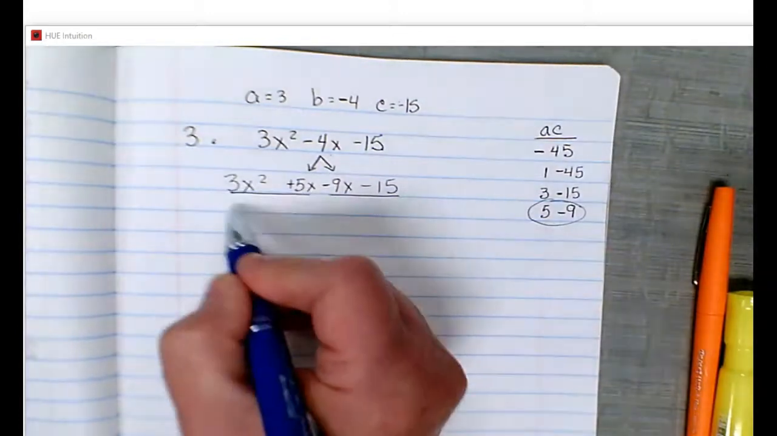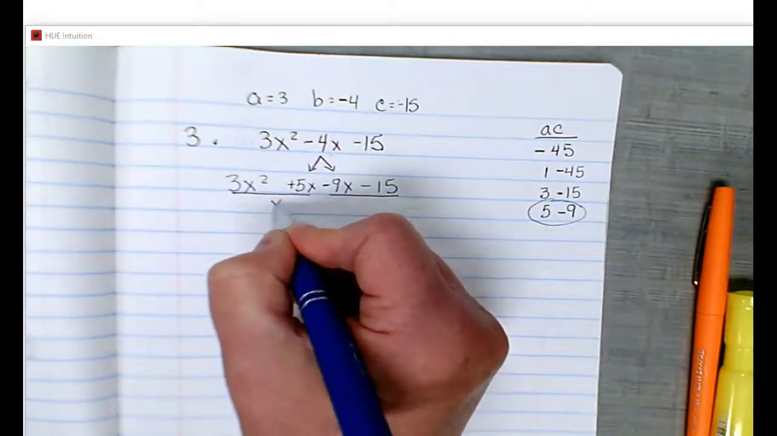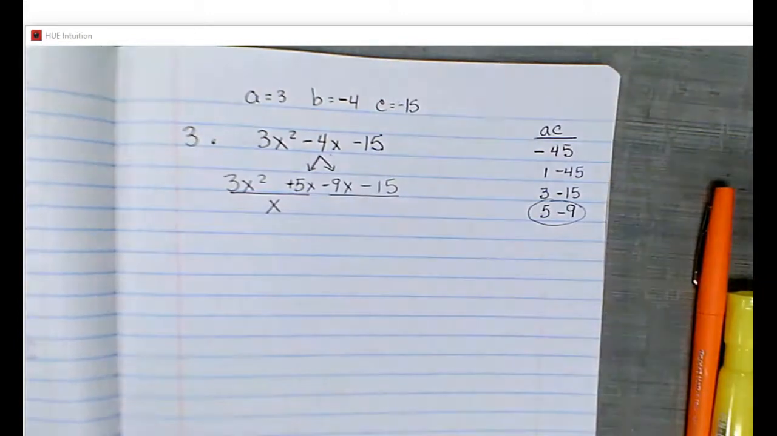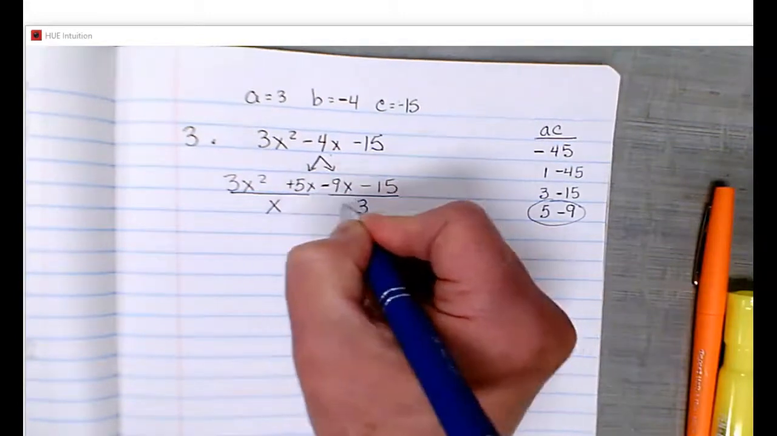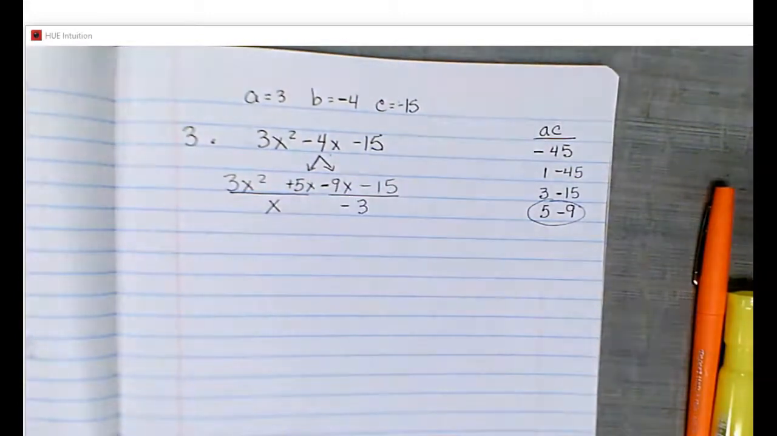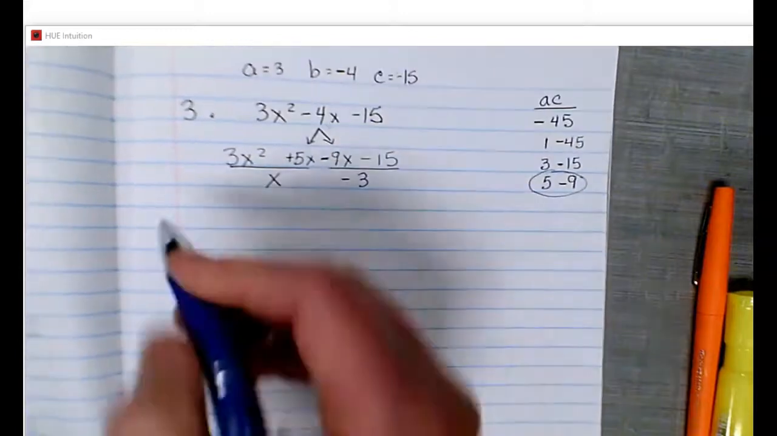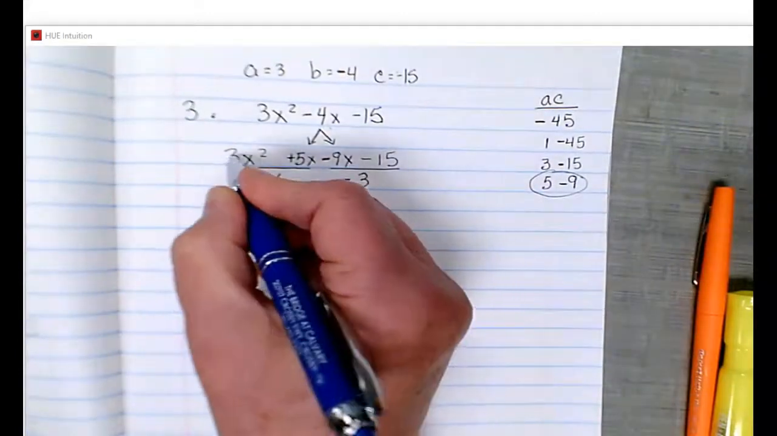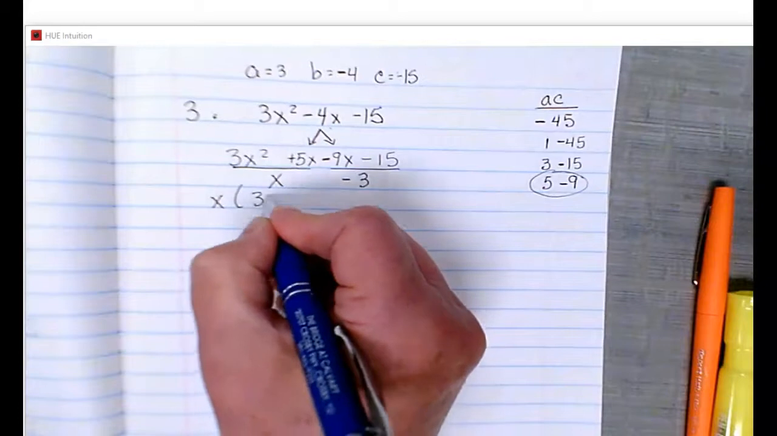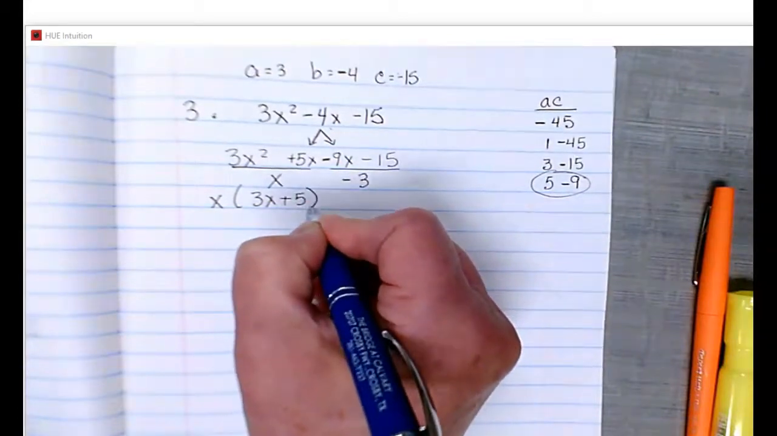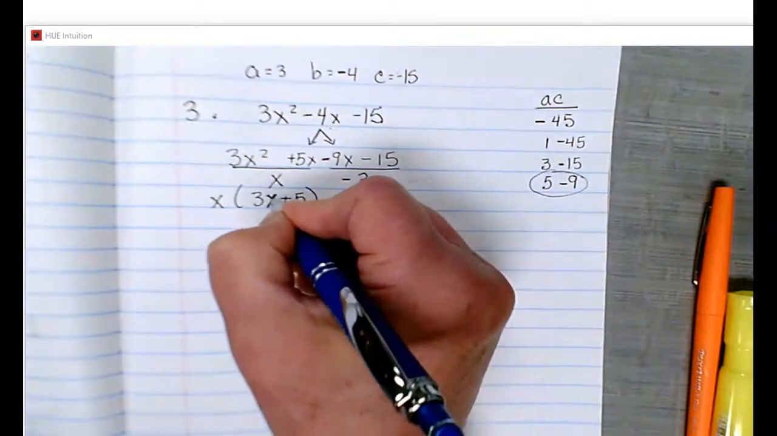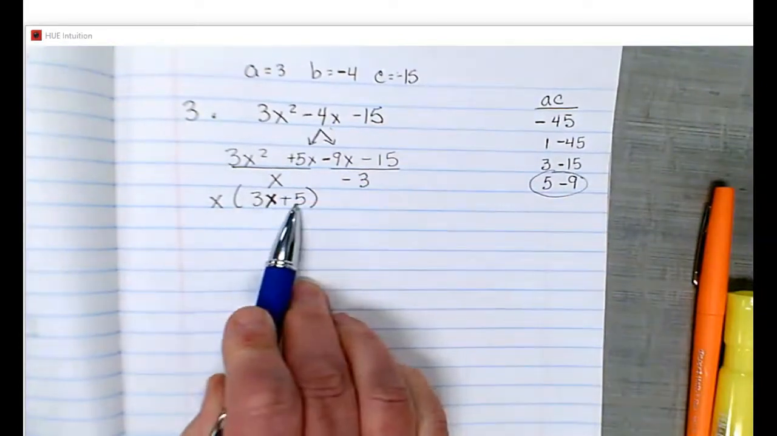What factors out of this first group? X or 1x. 9 and 15, what factors out of 9 and 15? And if this is negative, this needs to be negative. When I factor out an x, that's going to leave a 3x. X's are going to cancel. Do you understand where I'm getting the 3x plus 5?